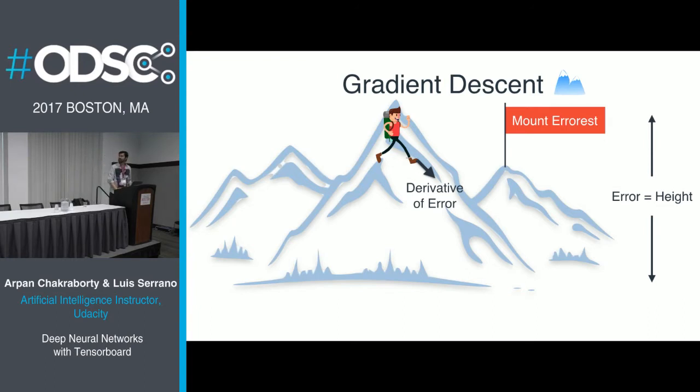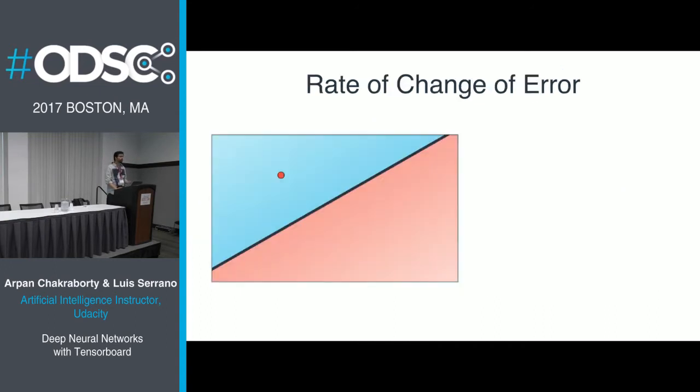And so what is derivative? Derivative is rate of change. So let me show you how I think of the derivative of the error function, the rate of change of the error function. Let's say we have a point here. It's misclassified because it's red in the blue area. So it's got a big error. And now the question is, how do we make the error change? Because it's the rate of change of the error function, right?